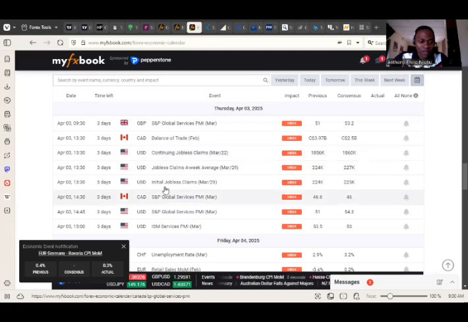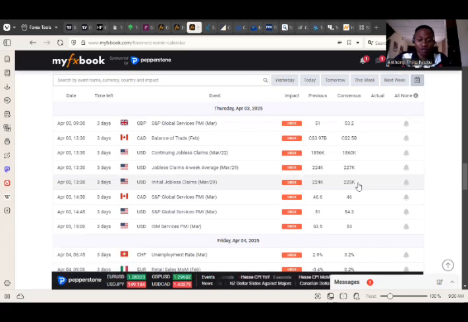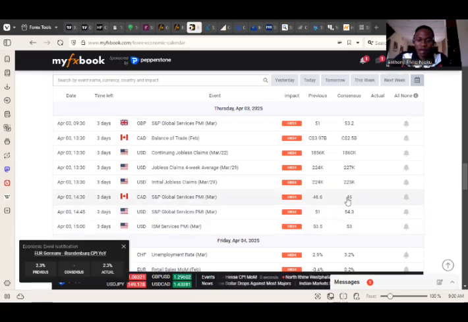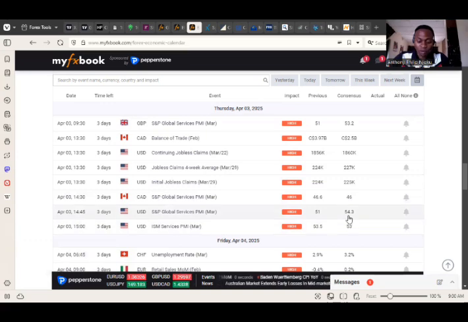Then we have the initial jobless claim. The figure higher than 225K, it is bad for dollar. Lower than 225K, it is good for dollar. The same thing with the global PMI and service PMI. If you see a figure higher than 46, it is good for CAD. Lower than 40, it is bad. The global service PMI, a figure higher than 54.3, it is good for dollar. A lower figure, it is bad for dollar.